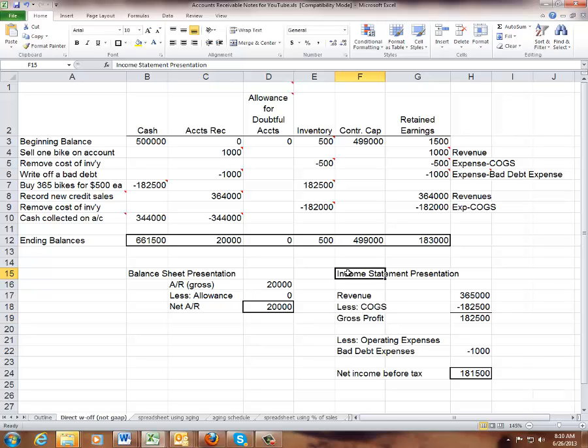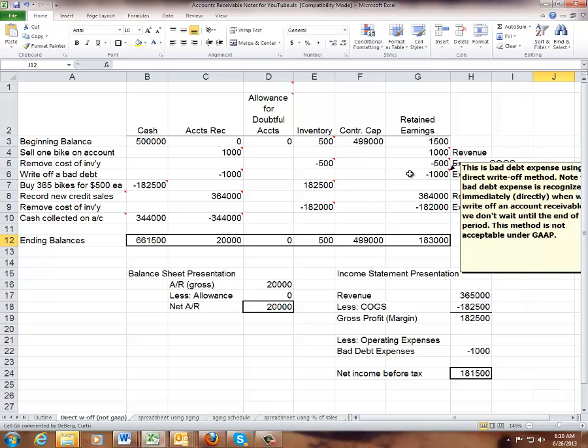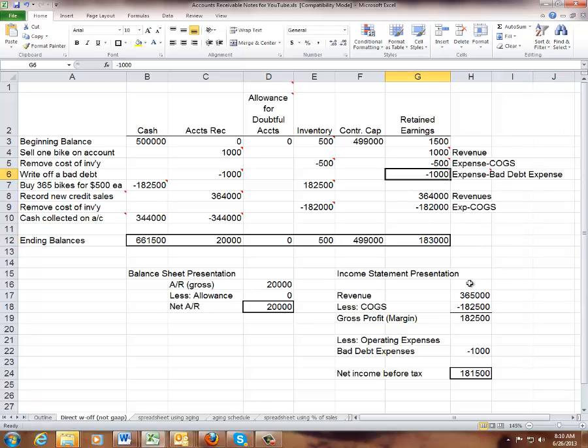Now our income statement presentation takes all of our revenues during the period, which summed to $365,000. We subtract our cost of goods sold, which is $182,500, to get what is known as gross profit. And another name we know for gross profit is gross margin. Now the only operating expense here is our bad debt expense, which we wrote off one customer for $1,000. So we would subtract that operating expense right there to get net income before tax of $181,500. This concludes our first lesson, lesson 9A, accounts receivable, the big picture.